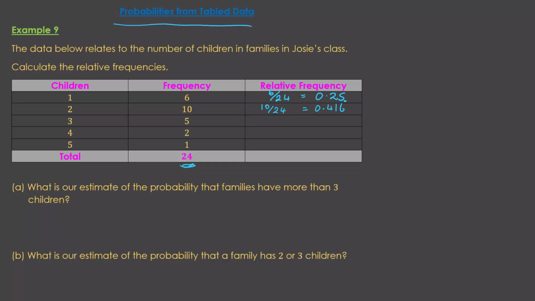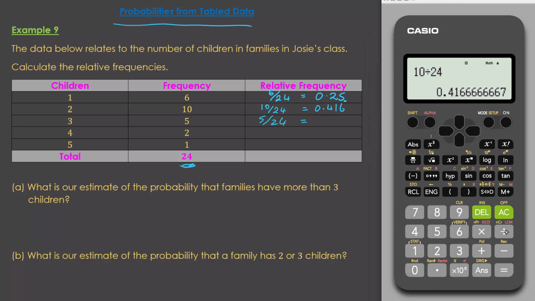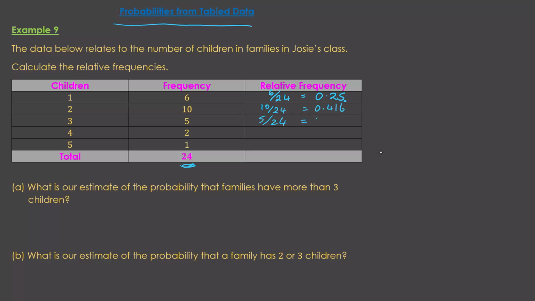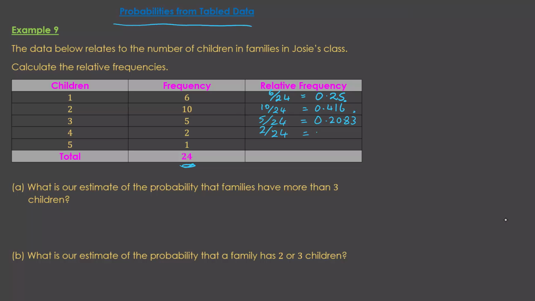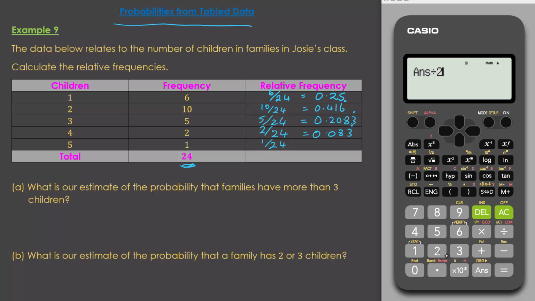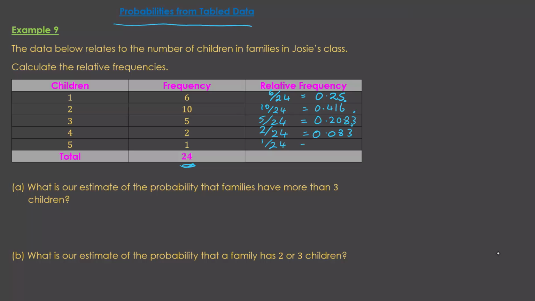Then we've got 5 out of 24. 5 out of 24 is just half of the last answer, or we can just calculate it again, but divide by 2, 0.2083 recurring. And then we have 2 out of 24 gives us 0.083 recurring. And finally, 1 out of 24, which is half of the last answer, 0.0416 recurring. And of course, all of those would add up to 1.